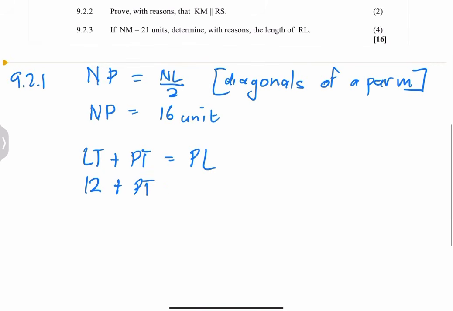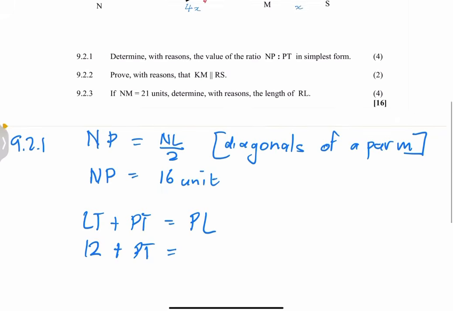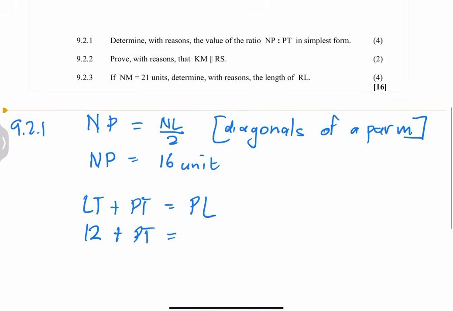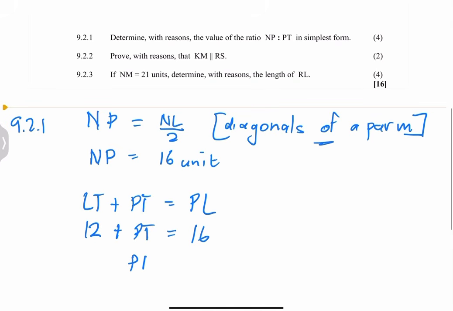So PT is the one that we want. And PL, remember that PL, in this case, we said is also equal to 16 units, right? And in this case, remember, because the diagonals of a parallelogram bisect, what does that mean? It would mean that PT is actually equal to 4 units, right?